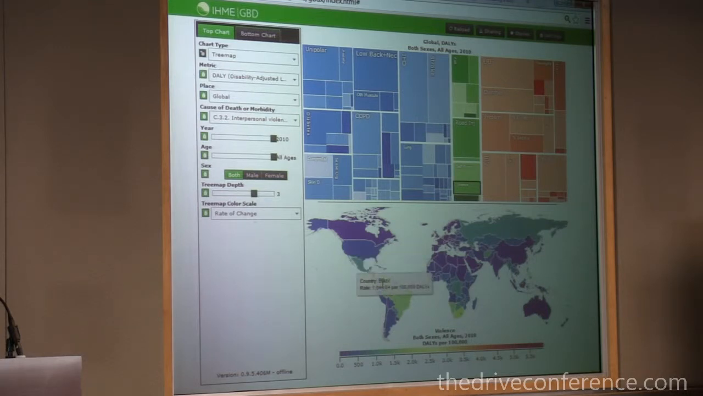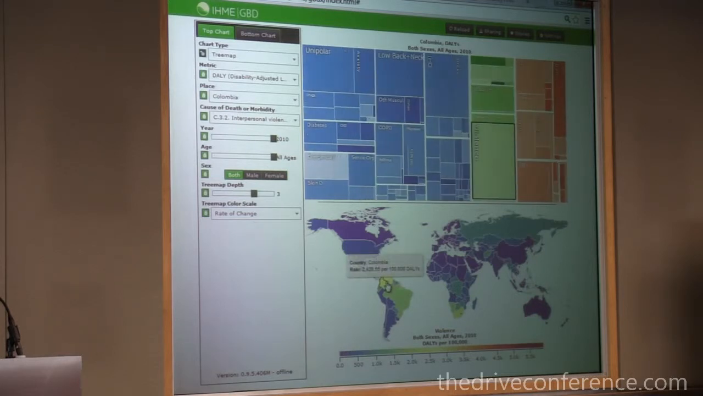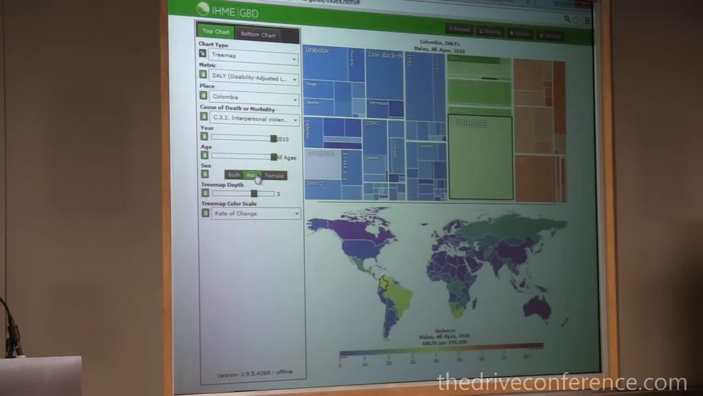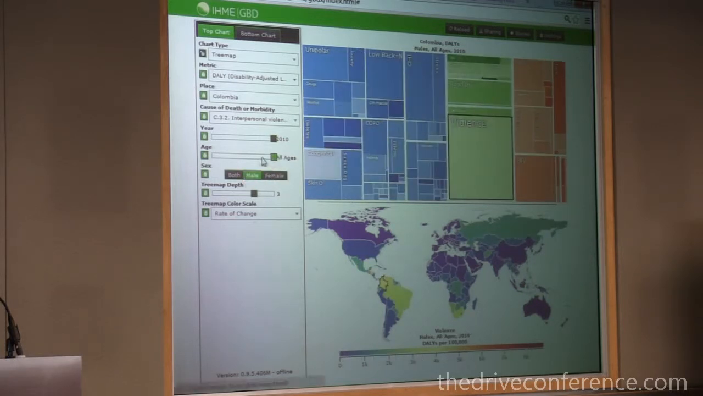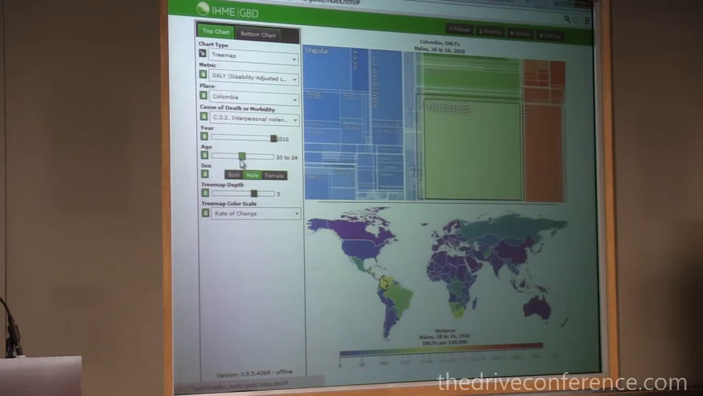So if we're really interested in this, and we're saying, whoa, the highest here is, sorry, let me try and select this, Colombia, then you see basically that pattern reflected in the tree map. And, well, we probably assume if we look by sex that males are probably more prone to violence than females, which actually turns out to be very true. And it's probably not the all ages, but the younger age groups. So let's say 30 to 34. And you get a very impressive picture as to what are the main drivers of burden.